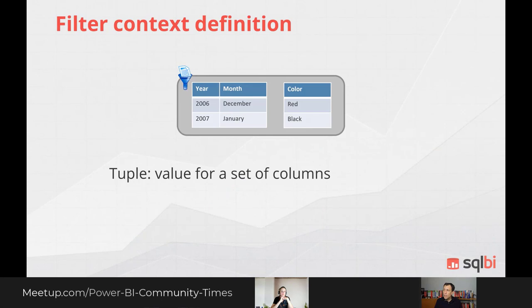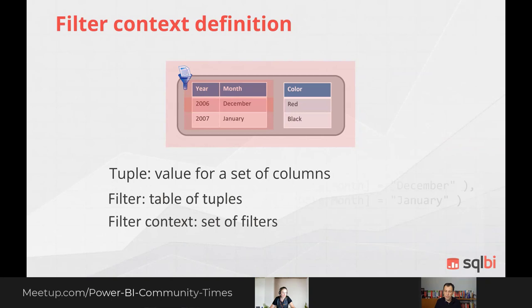The definition of the filter context is: a filter is a table. This table is basically a list of rows that we call tuples. A tuple is a value for a set of columns. A filter is a table of tuples. And the filter context is a set of filters. And this is the filter context.